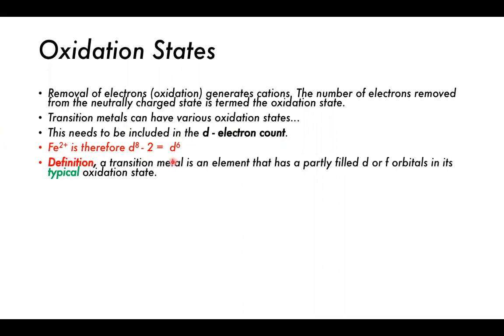So a transition metal is an element that has a partly filled d or f orbital in its typical oxidation state. Obviously 6 electrons is not the 10 electrons we would need to fill the d orbitals. These 6 electrons mean that we have a partially filled d orbital set, and we therefore have a transition metal by definition.